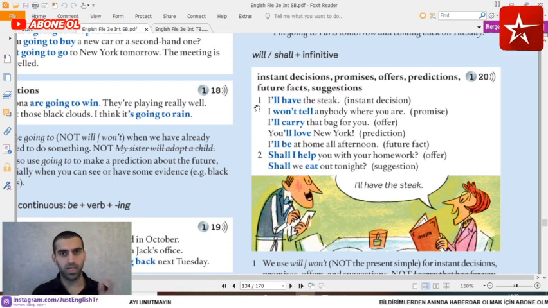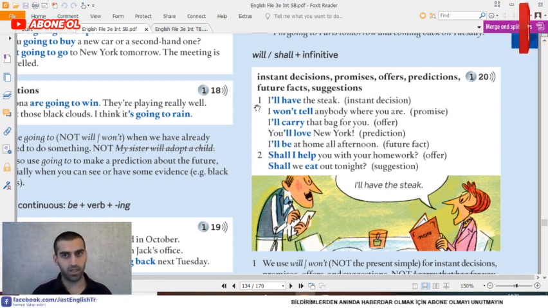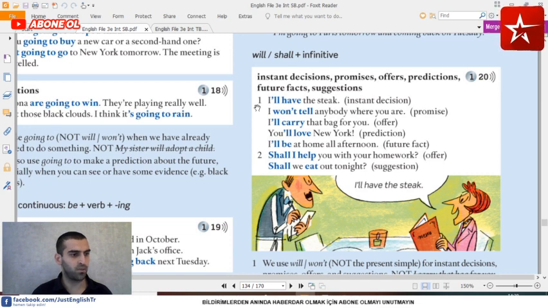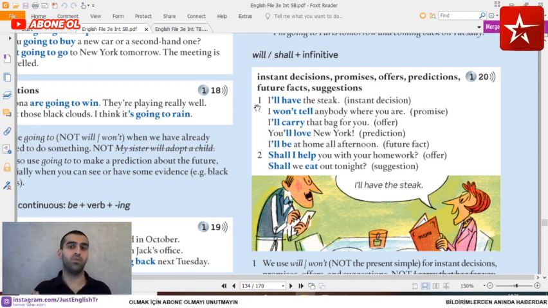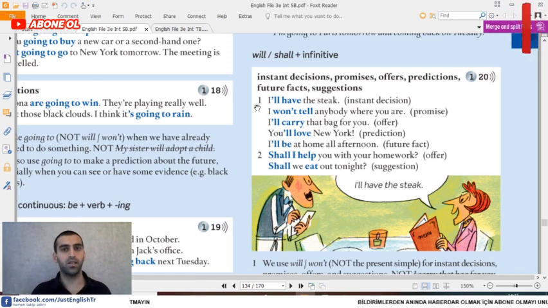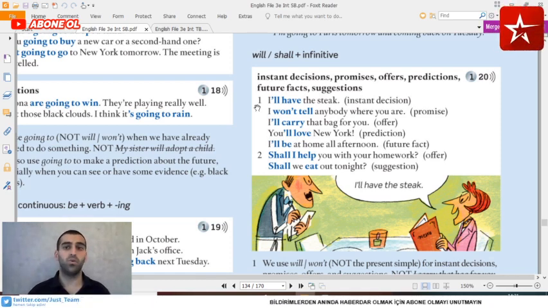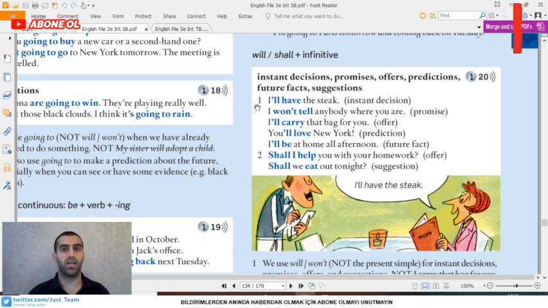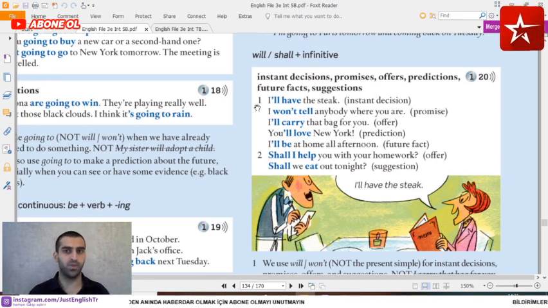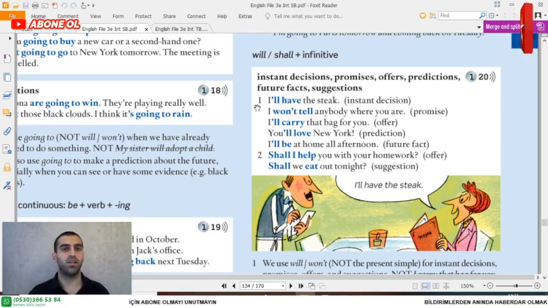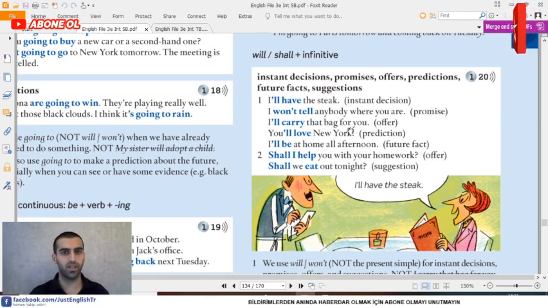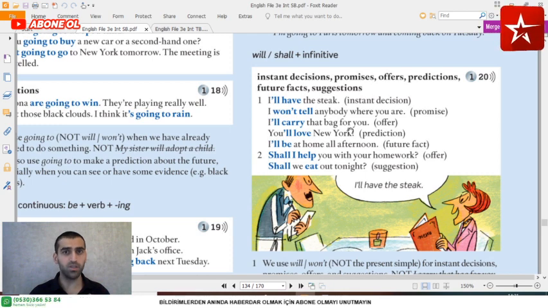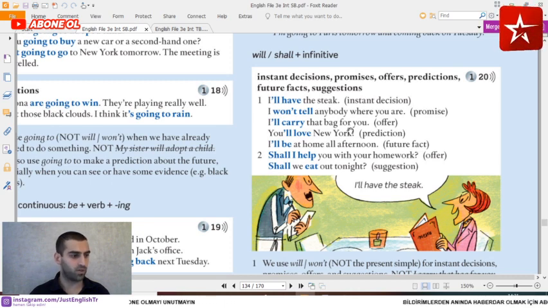The next one is about offers. Like Gamze said, we use will for sudden offers. If someone near you or in front of you, for example at the station, is carrying a heavy bag, you can offer to help, like, I will carry that bag for you. If you see an old woman in the street, you should say that. So if we talk about offers, we should use will. I will carry that bag for you. All right, great.